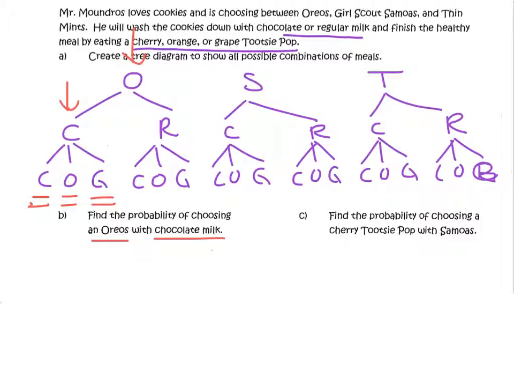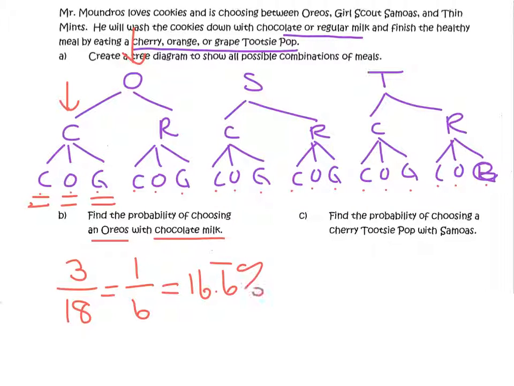So there are three different combinations that include chocolate milk and an Oreo, out of 1, 2, 3, 4, 5, 6, 7, 8, 9, 10, 11, 12, 13, 14, 15, 16, 17, 18 total combinations. 3/18ths simplifies to 1/6 because you can divide them both by 3. And that is the same as 16.6 repeating percent. So that's the probability.